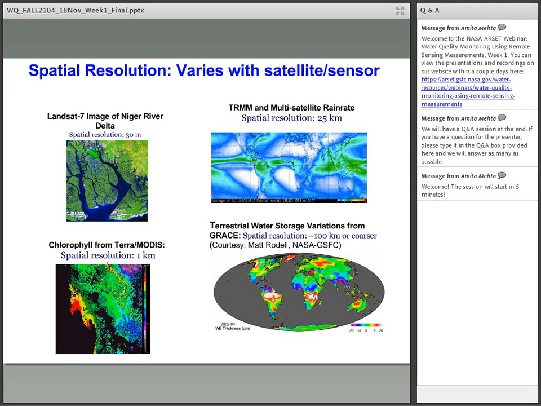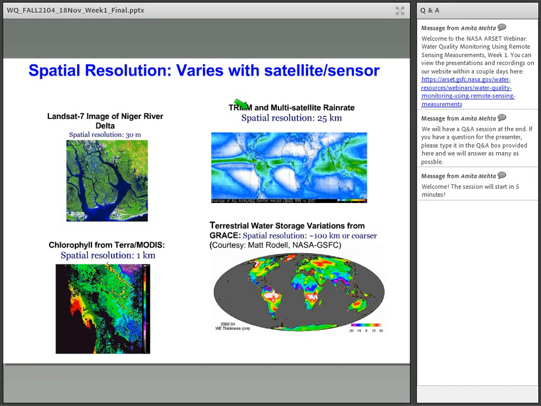This is the Niger River Delta, and a lot of details can be seen here. Next is MODIS, which is flying on 2 NASA satellites, Terra and Aqua, and this is chlorophyll concentration. What you see here is the resolution is 1 kilometer. So this is 30 meters, this is 1 kilometer, so this is much lower resolution and fewer details can be seen. There are other satellites, examples shown here.